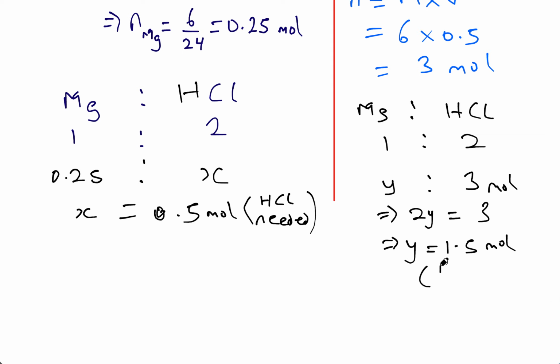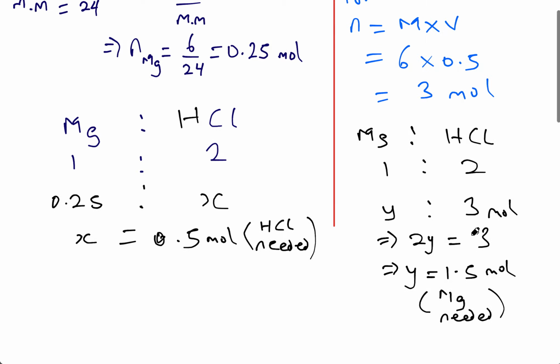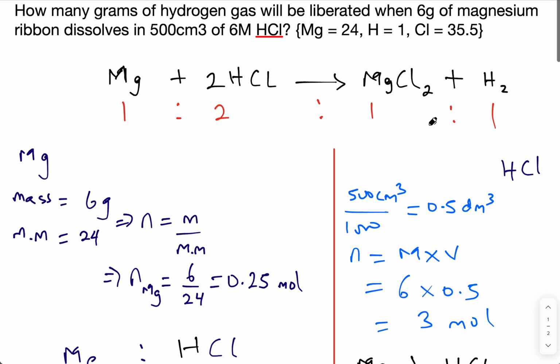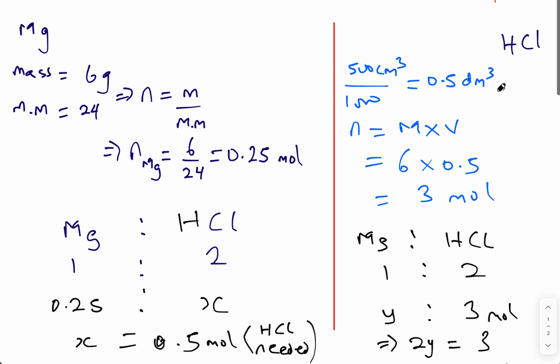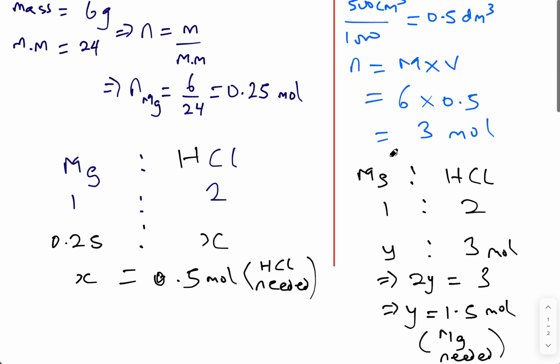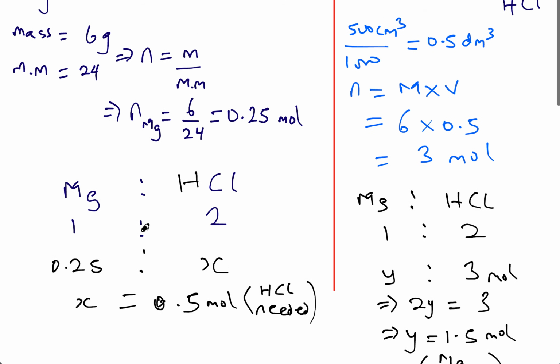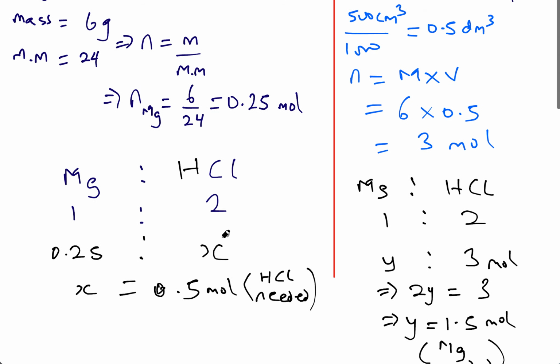So magnesium needed. Now, this is where the comparison starts, because for this particular question, we can't just pick any of these, magnesium or HCl, to determine the mass of hydrogen gas. We have to know which one is the limiting reactant. So this is the first thing we do, to determine the limiting reactant. To determine the limiting reactant here, we will compare what we have with what we needed. According to this, we need 0.5 mole of HCl. But what do we have? We have 3 mole of HCl.